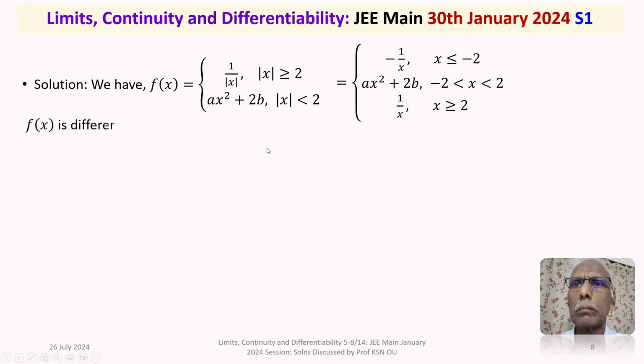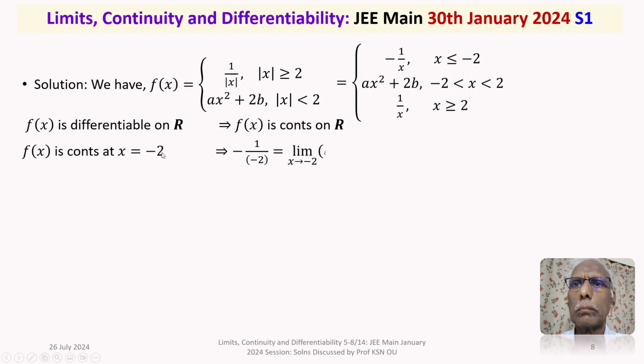Now, it is given that this function f of x is differentiable on R. Differentiability implies continuity. Therefore, f of x is continuous on the whole of the real number line. So, this function is continuous at x is equal to minus 2 also. We take that. So, f of x is continuous at x is equal to minus 2. When x is equal to minus 2, it is minus 1 by minus 2.